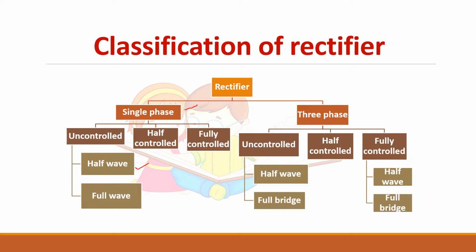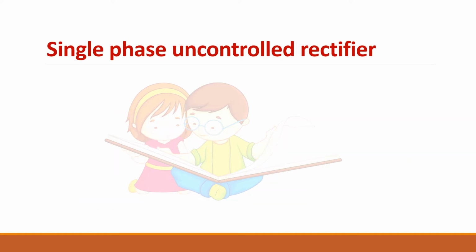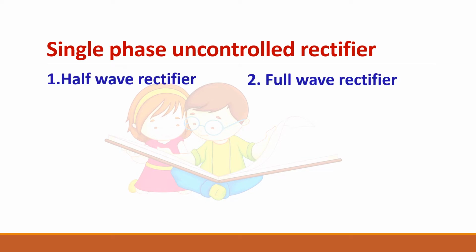If you see the three phase, you have the same classification: uncontrolled, half controlled and fully controlled. Again you have half wave and full bridge. In fully controlled also you have half wave and full bridge. So this is a single phase uncontrolled rectifier. It is of two types, half wave rectifier and full wave rectifier.